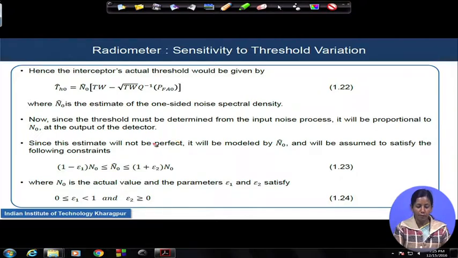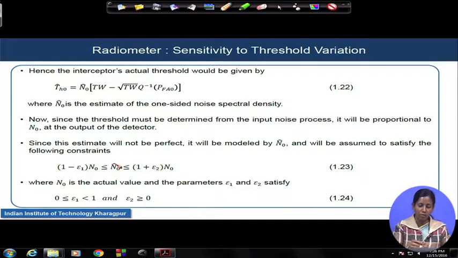If it is not perfect, it can be modeled by N0 hat, which is assumed to satisfy a constraint. So, N0 hat, which controls the estimate TH0 hat when the estimation is not perfect, is given by these two constraints, where epsilon 1 and epsilon 2 are chosen such that epsilon 1 varies between 0 and 1, and epsilon 2 is greater than or equal to 0.